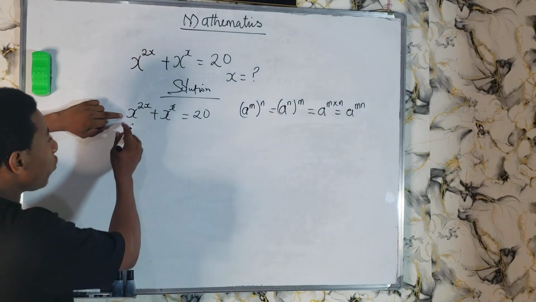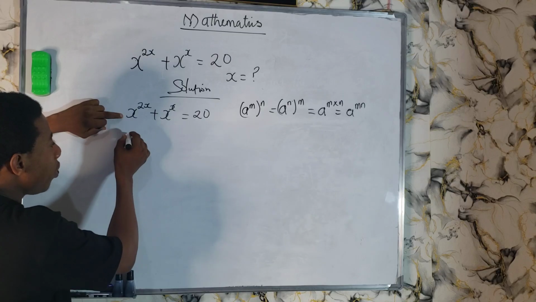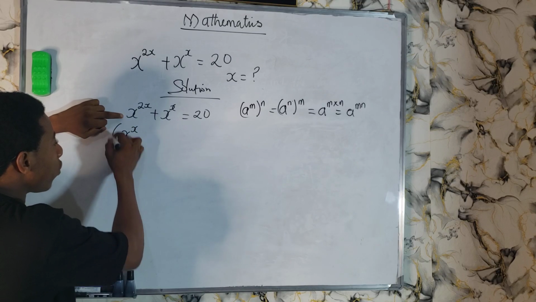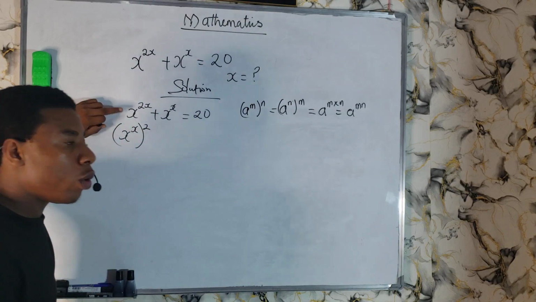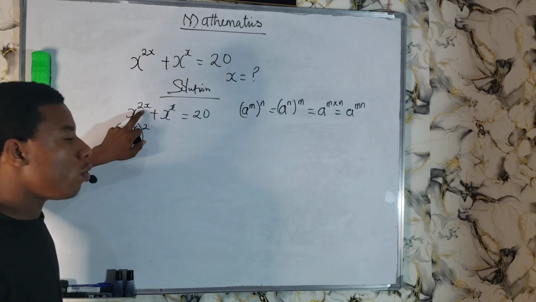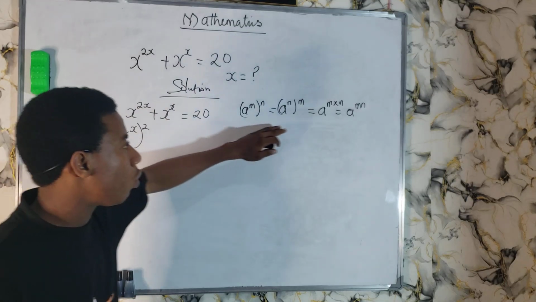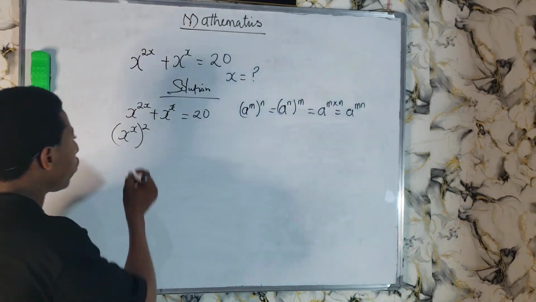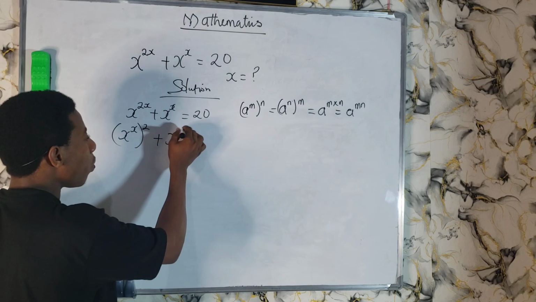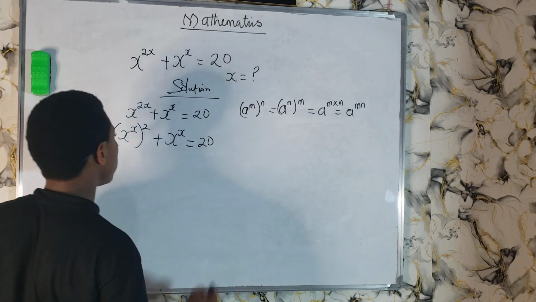So now from this first term, what are we going to do? I can simply write this as x raised to the power x, all raised to the power of 2. Of course, you know that x times 2 will still give you 2x. That's why I had to do this simple illustration here. So plus x raised to the power x equals 20.